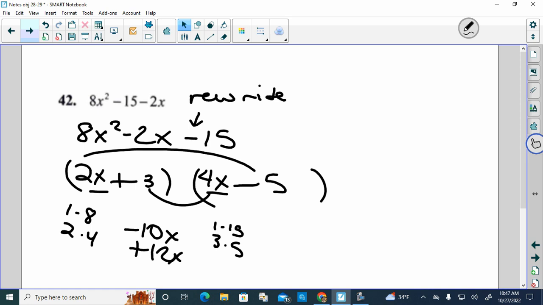Okay, so this gives me a positive 2x. So it was wrong, right? I need a negative 2x, so I'm going to switch my signs. See, I always should be negative like Coy and start with a negative. Okay? We good? Okay.